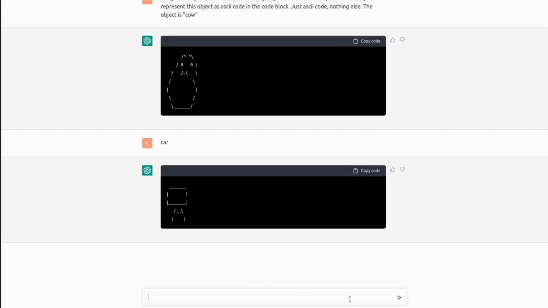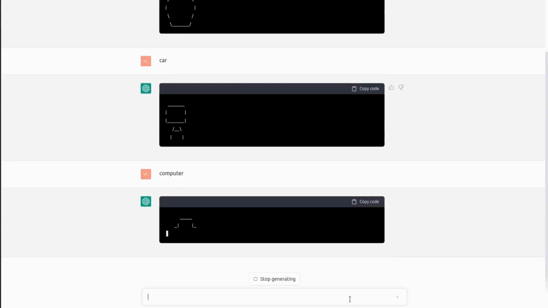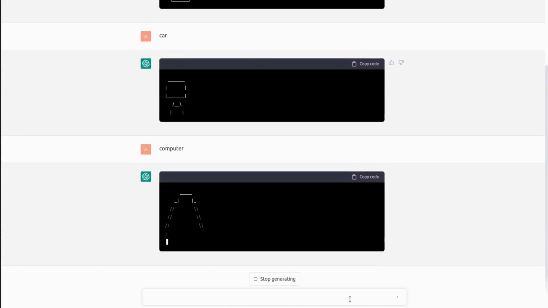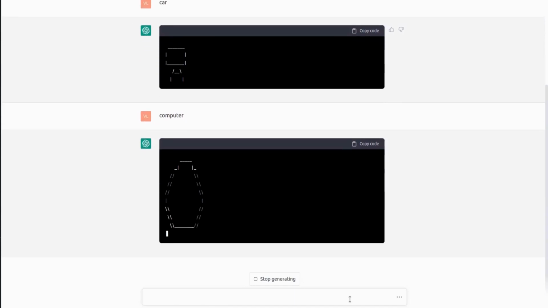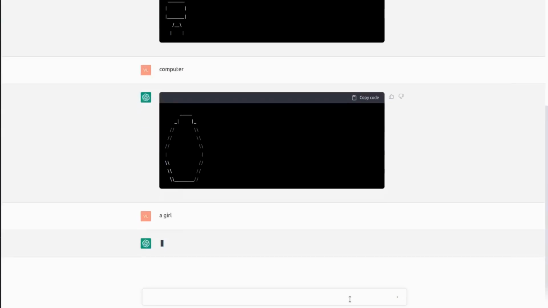Let's try another one. Let's say a computer. All right, so it doesn't look like a computer. I don't know why it is depicting a computer like a coffin, but maybe Dracula uses this computer.